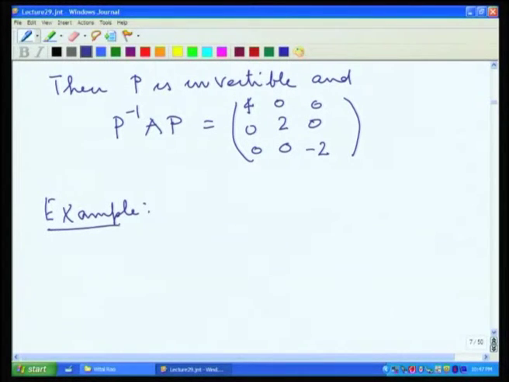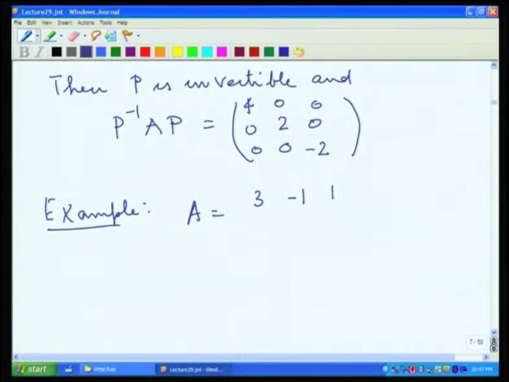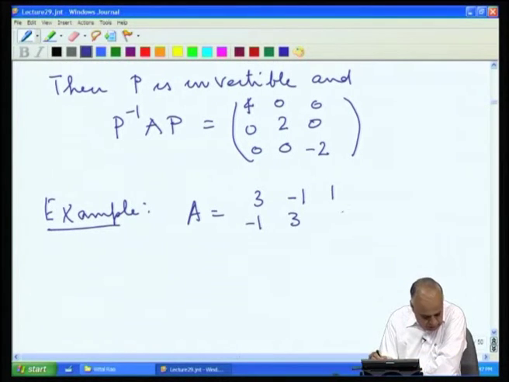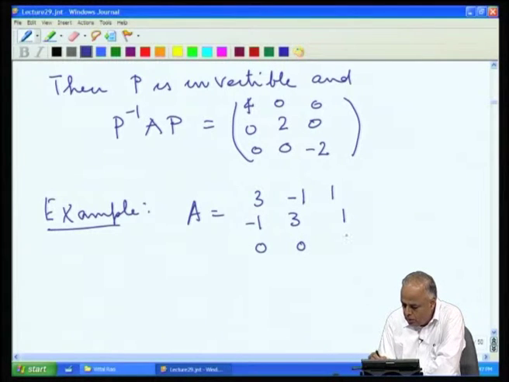We note that in the previous example, in the eigenpairs that we got, the 3 numbers lambda 1, lambda 2, lambda 3 were all distinct, but this is not necessary. These numbers may be repeated. Let us look at another example. A equal to [3 -1 1; -1 3 1; 0 0 4].